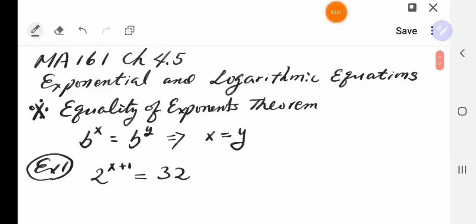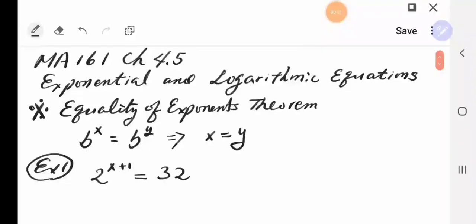Chapter 4.5 Exponential and Logarithmic Equations. Okay, let's check a theorem, which is equality of exponents. We have an equation here, and this equation contains exponential form, and the bases of this equation are the same.